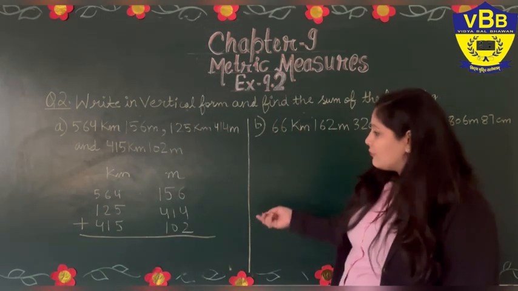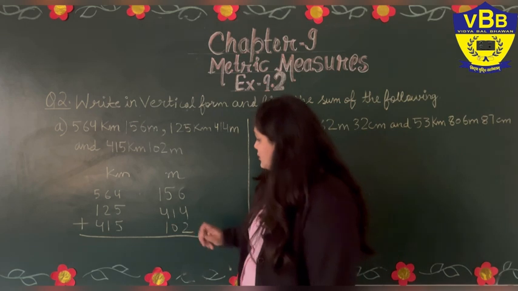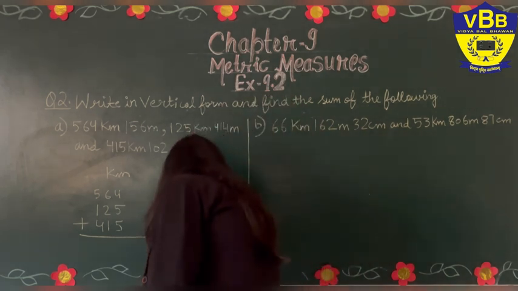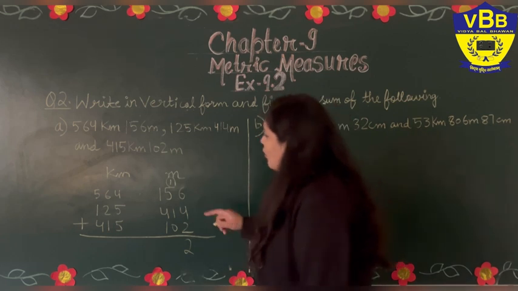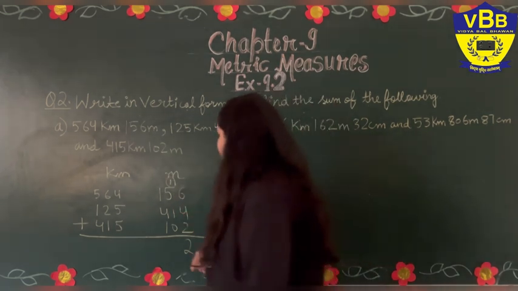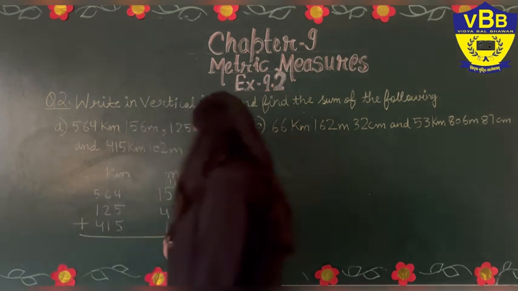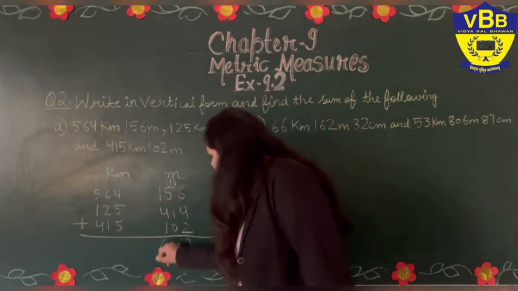We will start from the ones place. 6 plus 4, 10. 10 plus 2, 12. So we will write 2 here and 1 here. Now 5 plus 1, 6. 6 plus 1, 7. 4 plus 1, 5. 5 plus 1, 6.